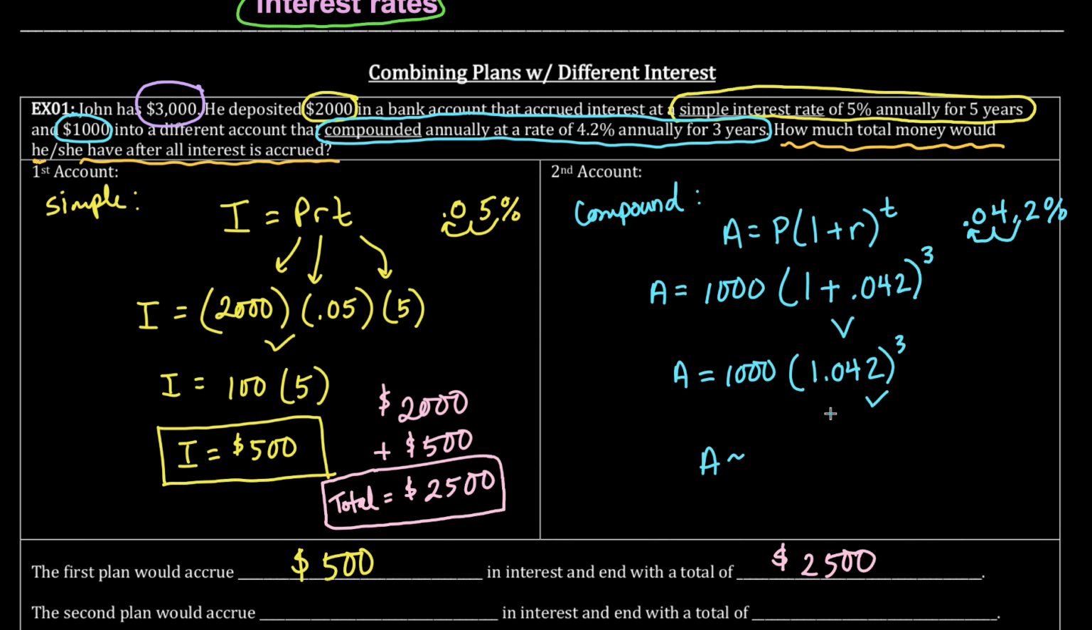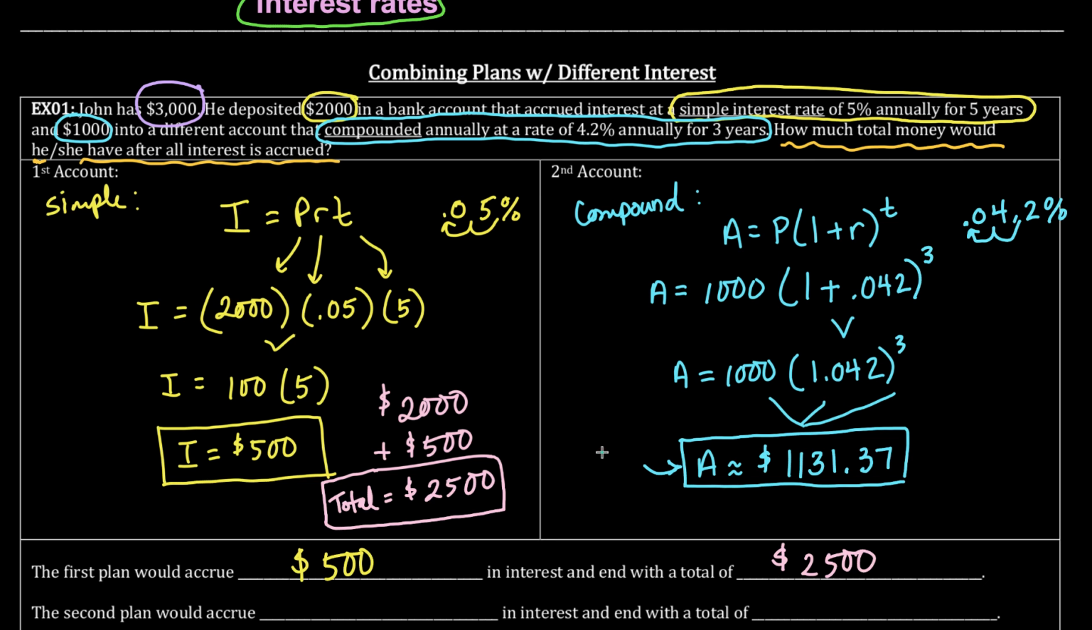That is approximately 1131.37, so $1,131.37. Now here's the thing. This is the total right here. This is our total.